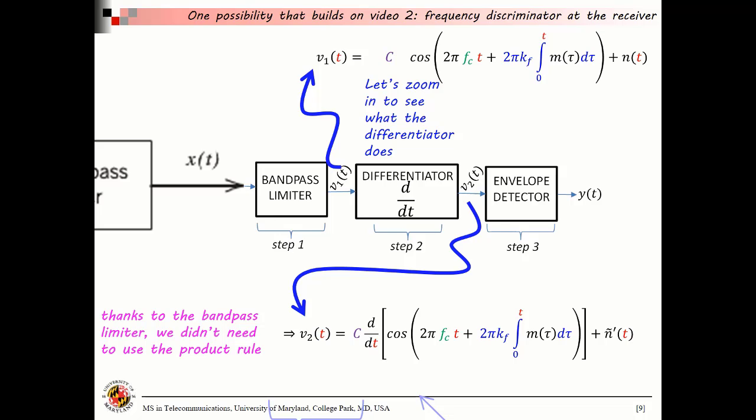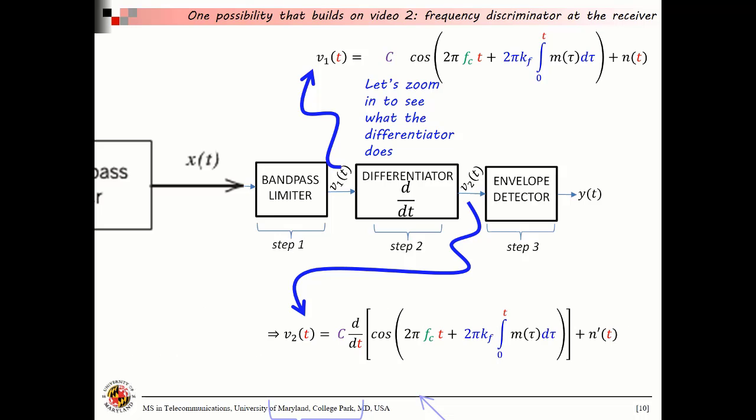If we hadn't used a bandpass limiter, we would have had to take the derivative of A sub c of t times cosine of a function of t. We would have had to invoke the product rule, and we would have ended up with a number of products that were unnecessary, especially since m of t was not in A sub c of t. Now, the known constant c is just pulled out of the derivative.